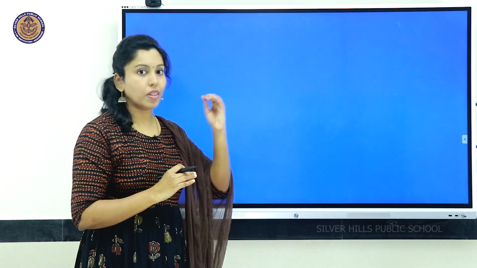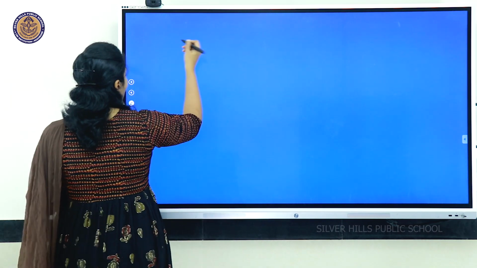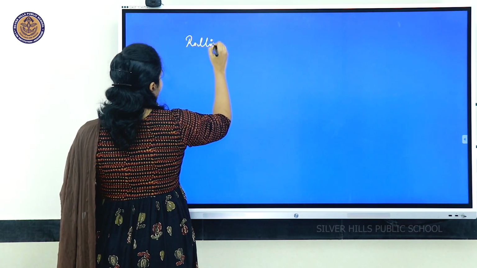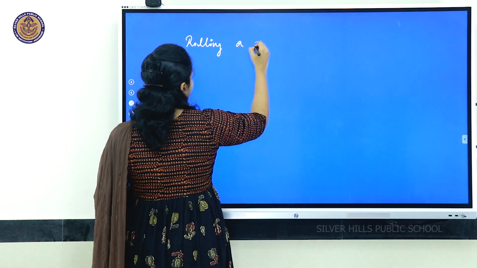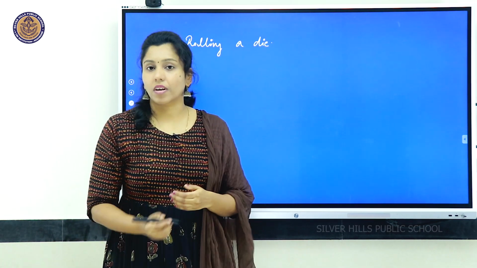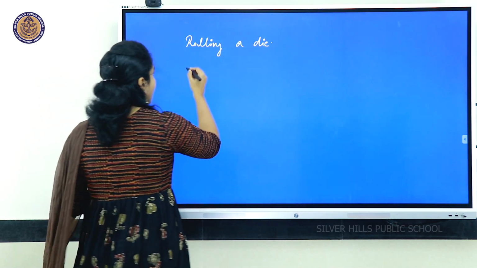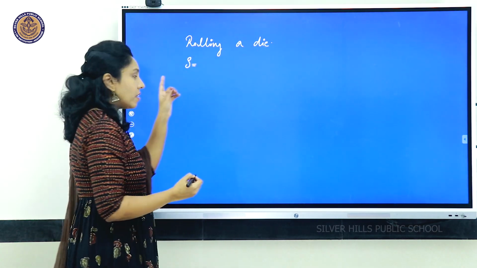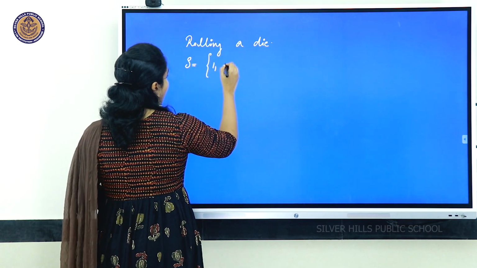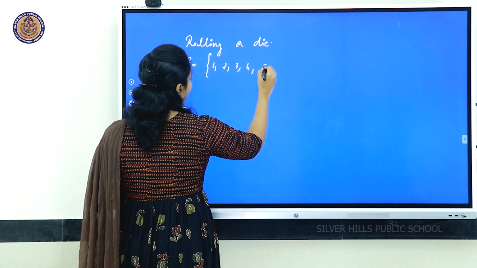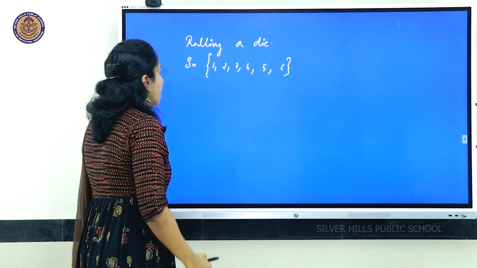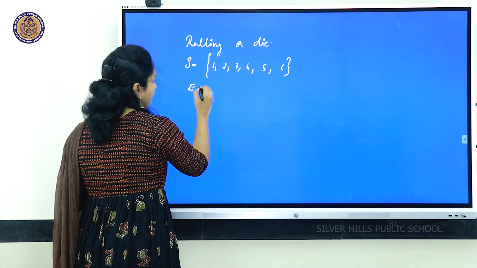Let's begin with a question. Suppose you have an experiment, say the random experiment is rolling a die. What are the outcomes of this experiment? I can write S is equal to, and S denotes the sample space, S is equal to the set {1, 2, 3, 4, 5, 6}. 6 outcomes are there.